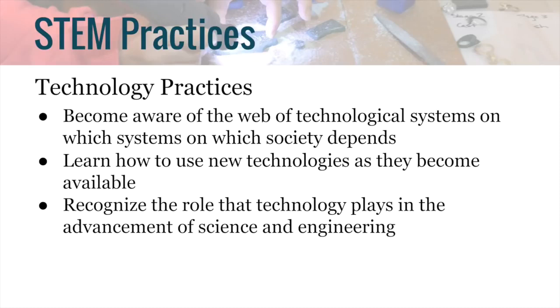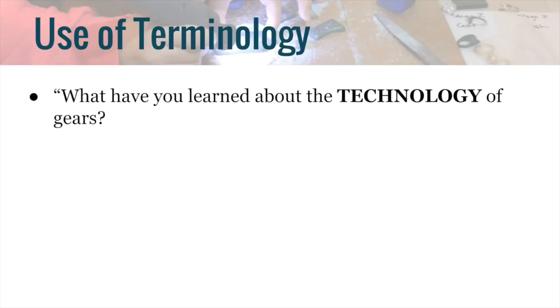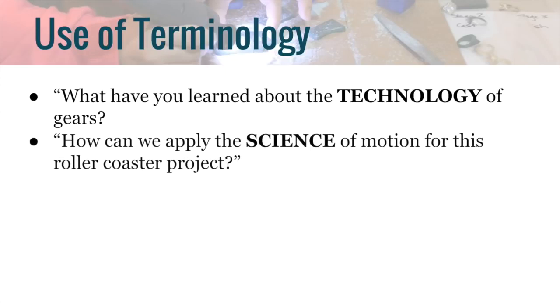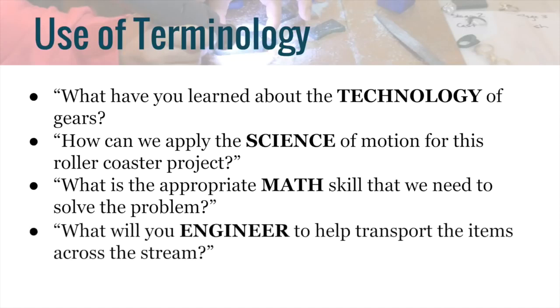Practice 4. Make informed decisions about technology given its relationship to society and the environment. When applying these practices, it is important as educators to model the use of words: technology, science, math, and engineering. Here are some examples. What have you learned about the technology of gears? How can we apply the science of motion for this roller coaster project? What is the appropriate math skill that we need to solve this problem? What will you engineer to help transport the items across the river?